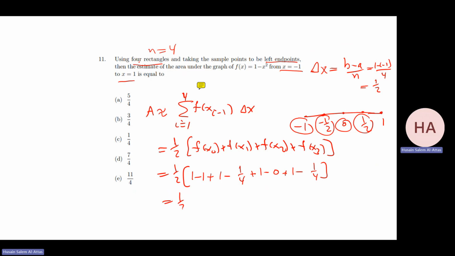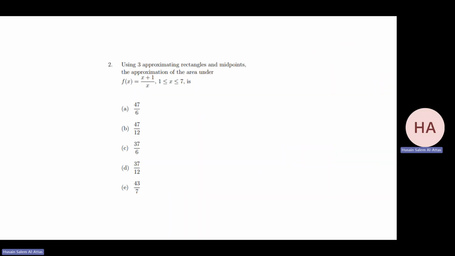So that will be half times what? This is 0. Half times 1 plus 1 plus 1. That will be 3 minus half, which is 5 over 2. So I have half times 5 over 2, which is 5 over 4, which is this one.